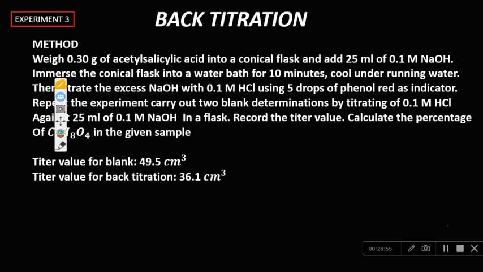Look at it: 0.3 gram of acetylsalicylic acid into a conical flask and add 25 ml of 0.1 molar sodium hydroxide. Immerse the conical flask into a water bath for 10 minutes. Cool under running water and then titrate the excess sodium hydroxide with 0.1 molar. It means the amount of acetylsalicylic acid they used for the experiment was 0.3 gram. You didn't pipette part of it, you used the entire 0.3 gram, not like the first one where you have to pipette. Are you getting it now?